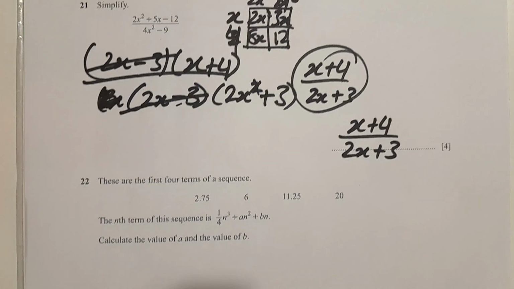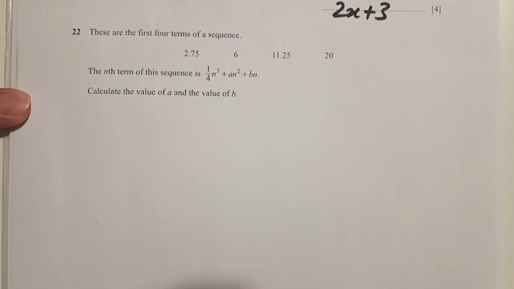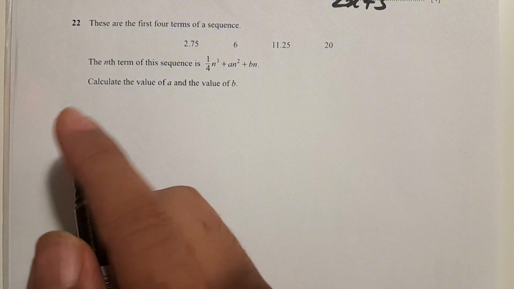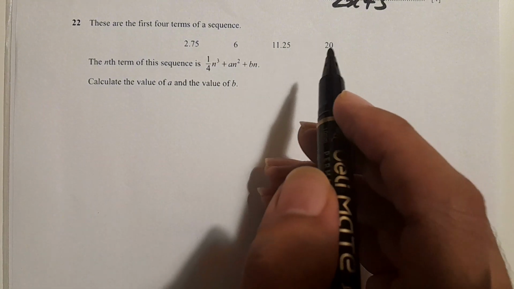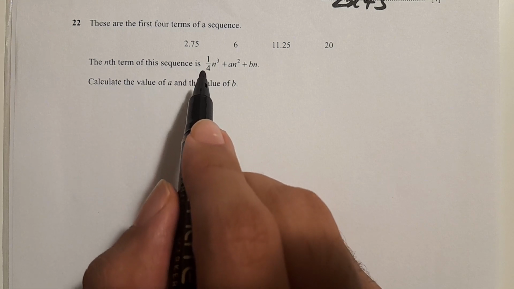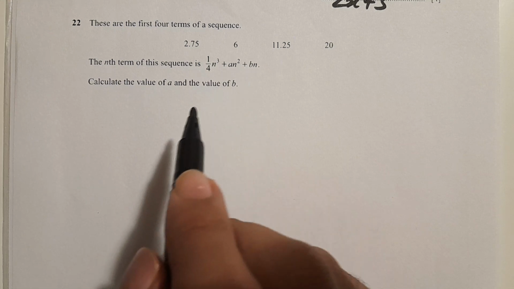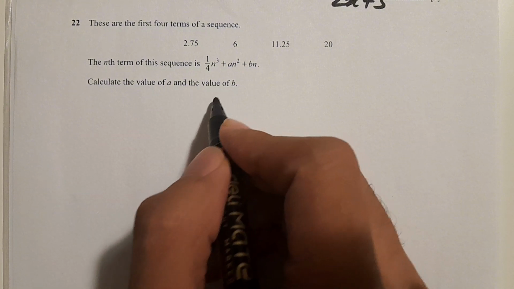Then question 22 states, here are the first four terms of a sequence: 2.75, 6, 11.25, and 20. The nth term of the sequence is n cubed over 4 plus an squared plus bn. Calculate the value of a and the value of b.